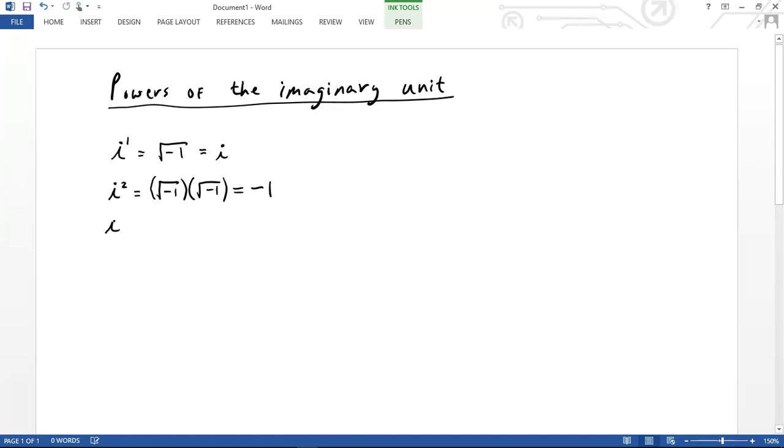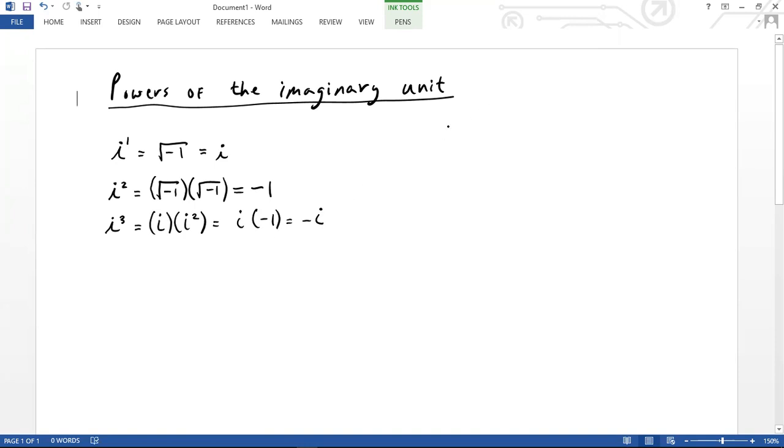Okay? And if you do i to the third, that is the same as i times i squared, okay? And i is just i, and i squared we said was -1. So -1 times i is just -i.